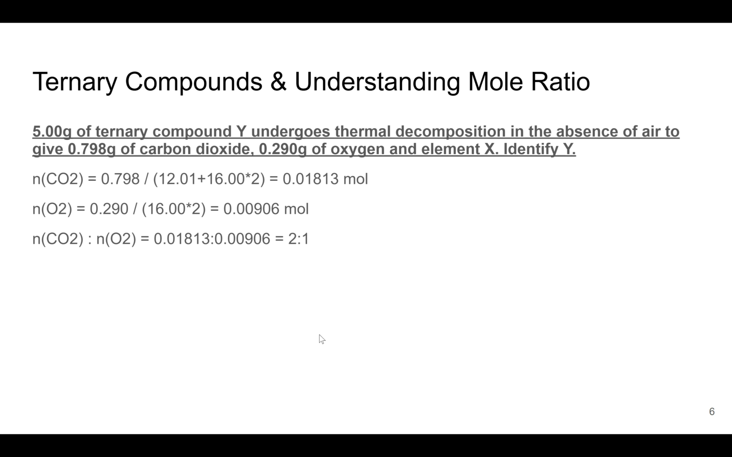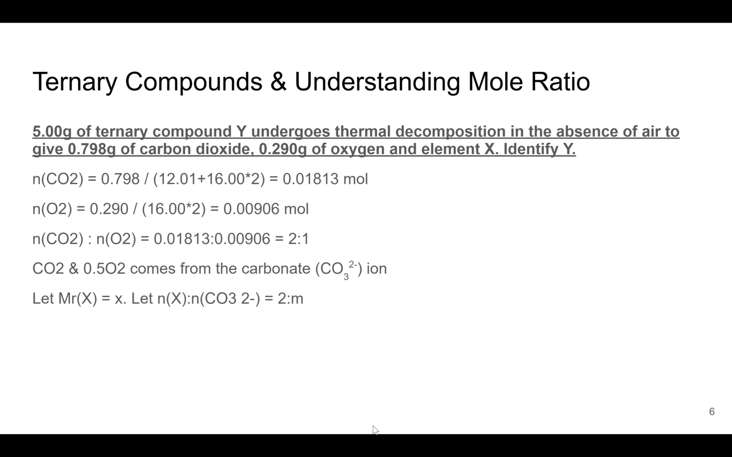So one thing we can note here is that the amount of carbon dioxide is 2 times the amount of oxygen. And that gives us a clue, because such things are so rarely coincidences in inorganic chemistry. So we know that something is sus. And because the ratio of CO2 to O2 is 2:1, we know that these two will be combined in this ratio in compound Y. And when they're combined in this ratio, you do your mass balance, that gives you the carbonate ion. So we know in 5 grams of Y, there are 0.01813 moles of carbonate ions in Y.